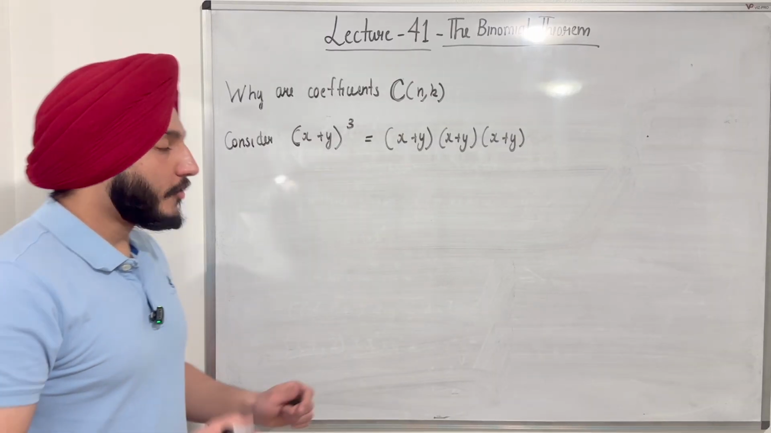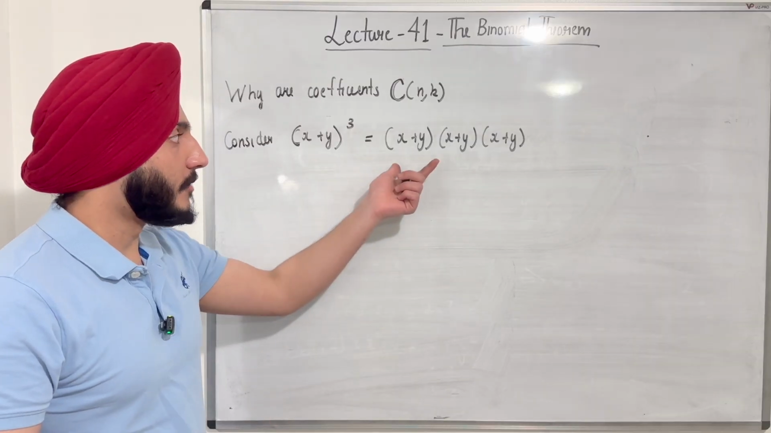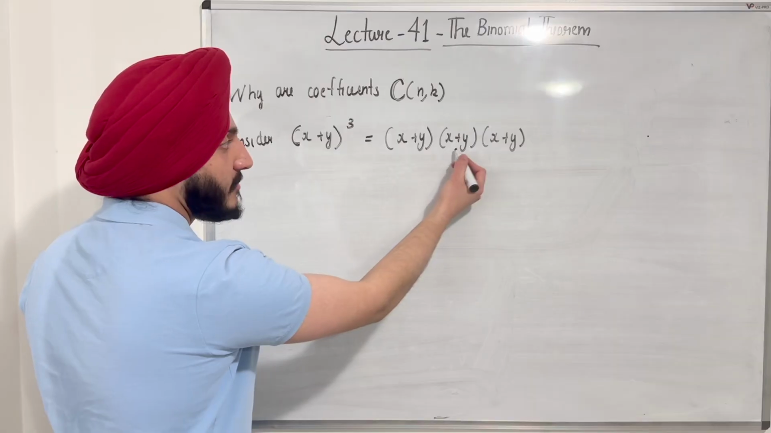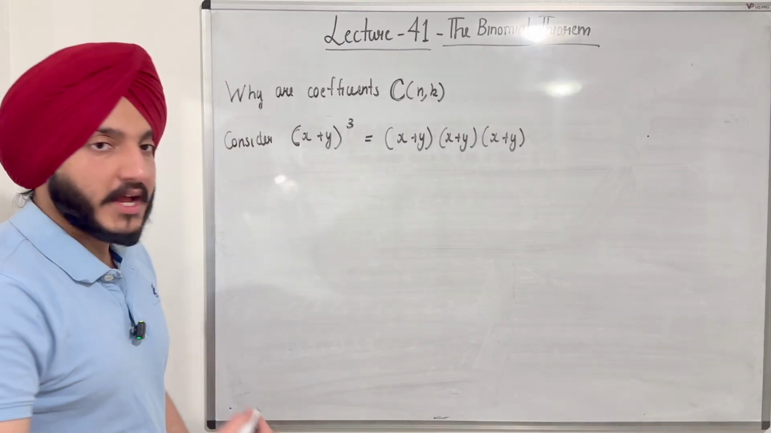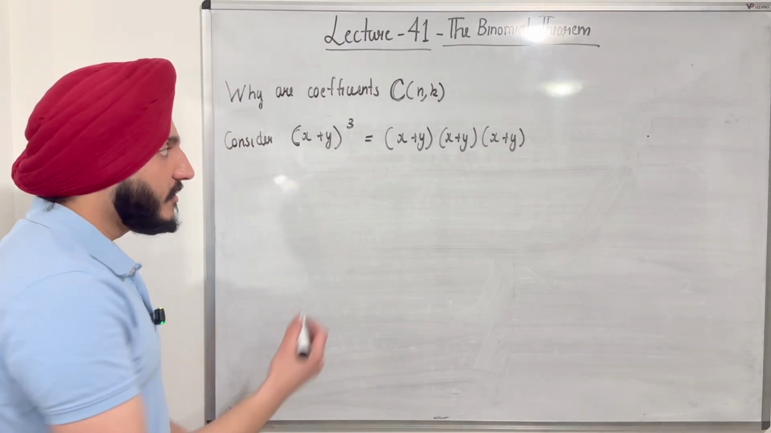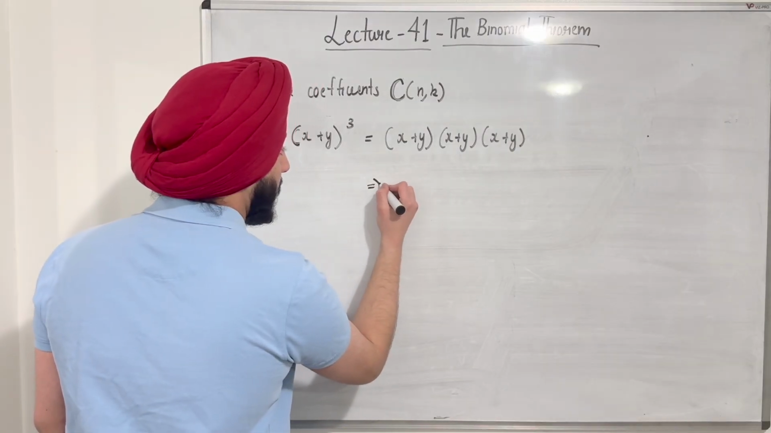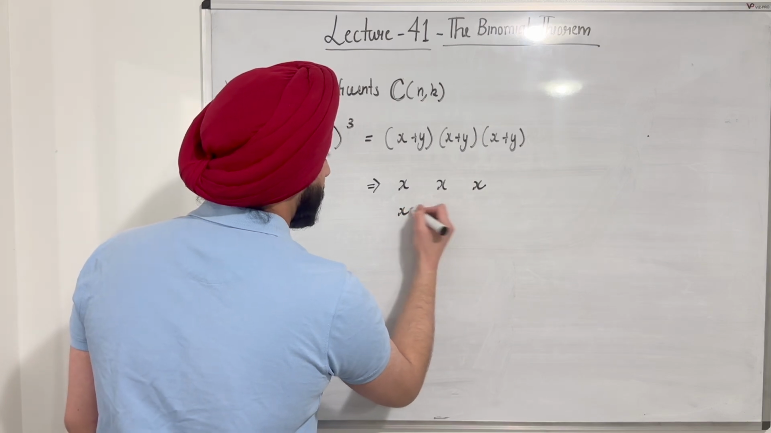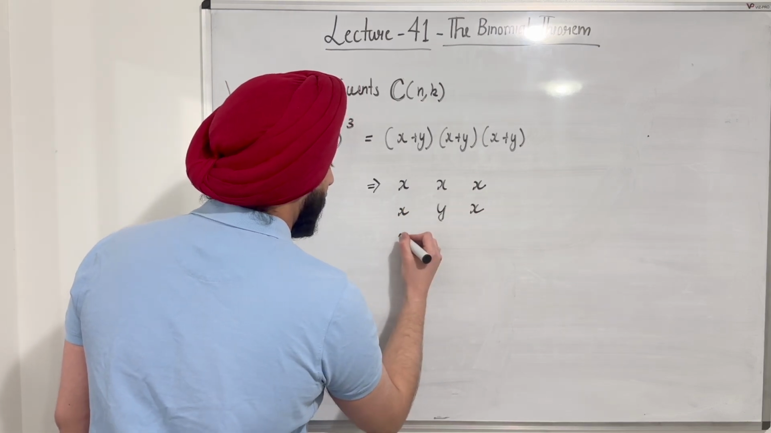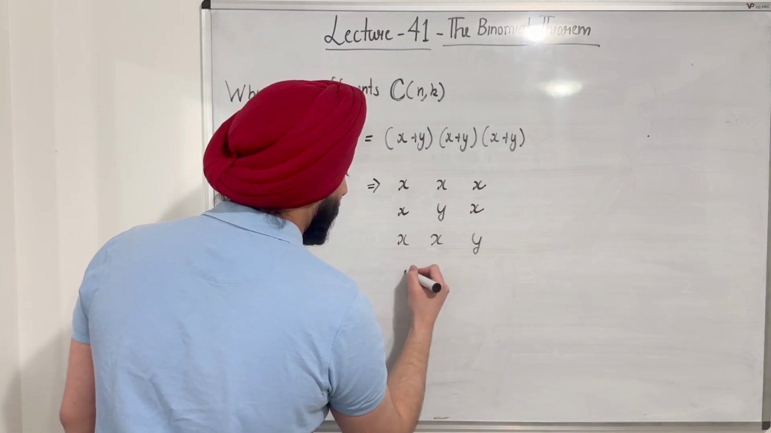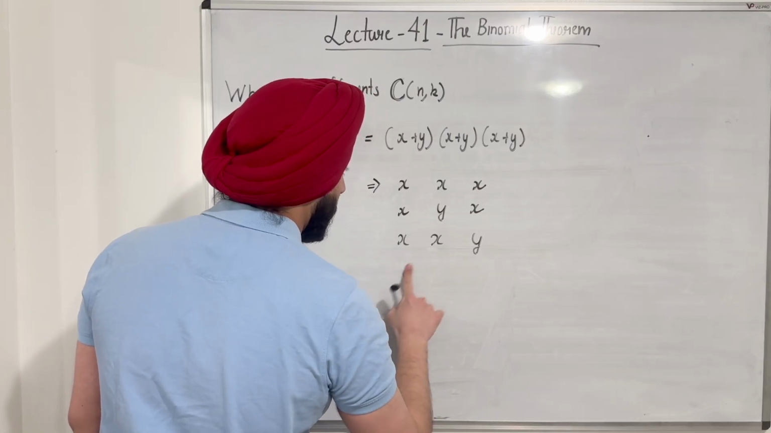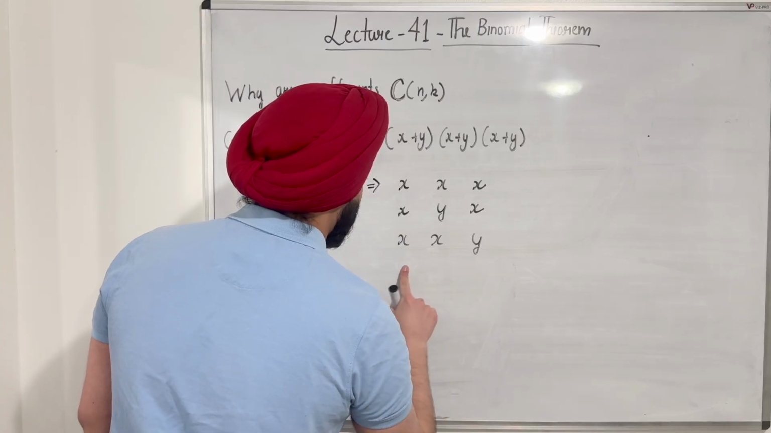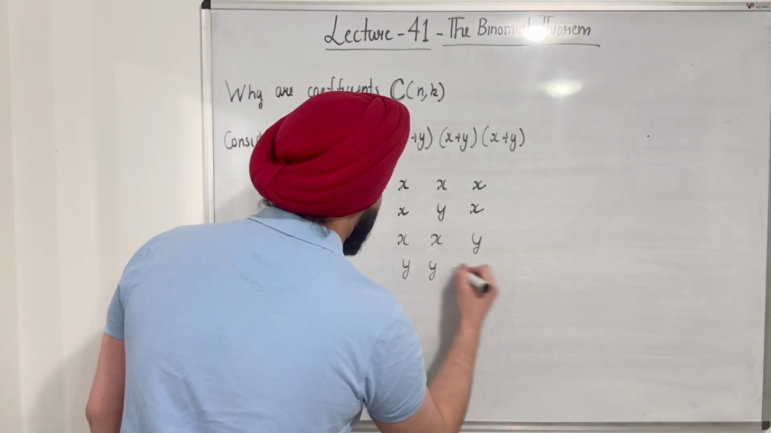Okay, so for now, let's just consider that you have the term (x + y) to the power of 3. I can write it as (x + y)(x + y)(x + y). Now think about what every term looks like. Every single term is pretty much like this. It could be x, x, x. It could be x, y, x. It could be x, x, y. It could be y, y, y.